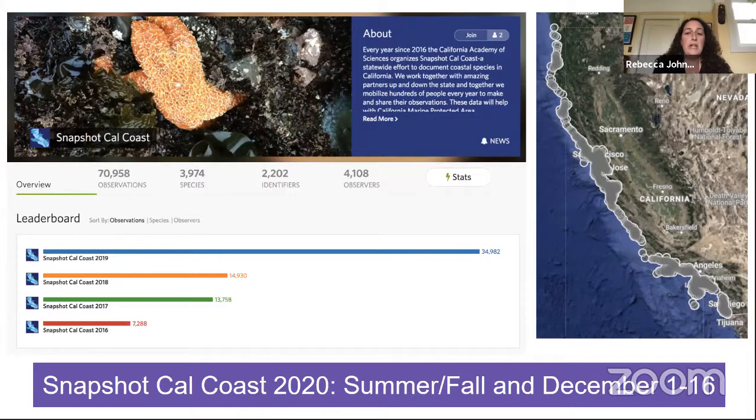The communications about the summer fall Snapshot CalCoast, I'll be sending to all the participants and organizers and the community writ large in the next week. So be on the lookout for that. Of course, we won't have printed materials like we normally do. It will be all digital.